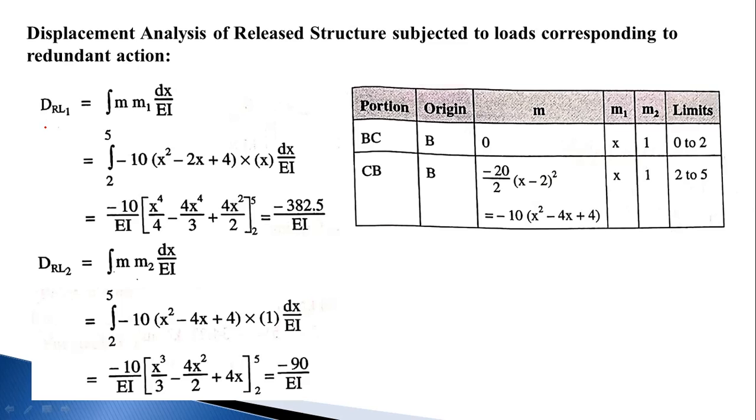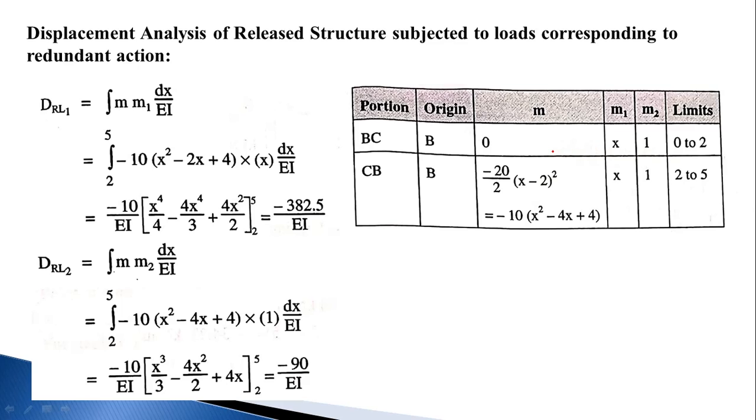So form a DRL matrix. For the DRL matrix, we want to calculate DRL1. DRL1 is equal to the integral of M into M1 dx upon EI. The M value for the first condition is 0, so 0 into x becomes 0. There is no need to consider this condition.